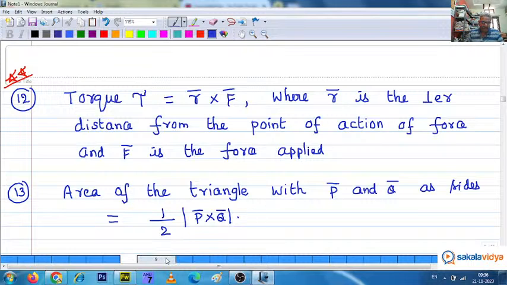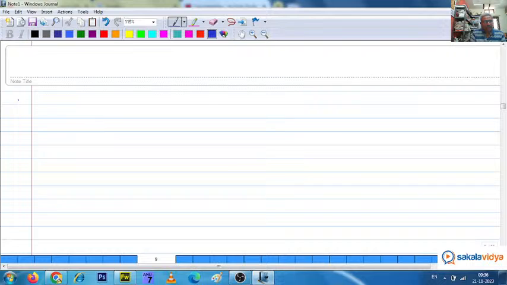Right. So let us move to the 14th one. 14th formula.